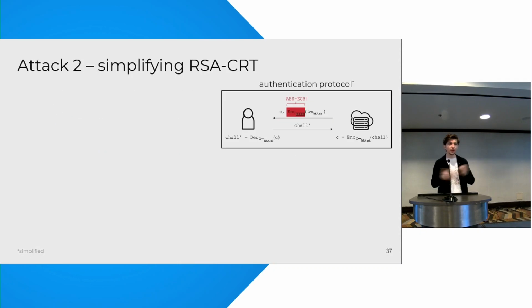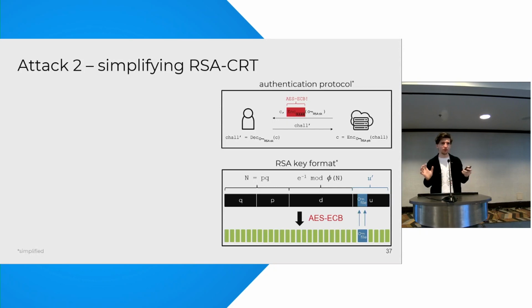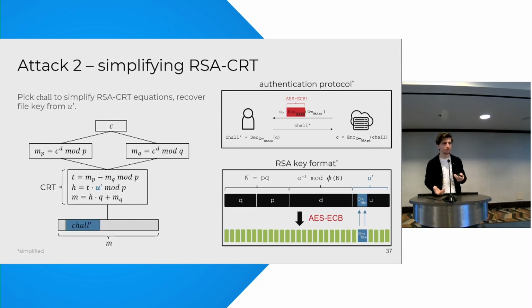So in more detail, we are again going to target the authentication protocol, but this time the adversary is going to insert file key ciphertext blocks into the RSA-CRT key ciphertext. And the goal of the adversary is now to recover this modified value U prime and read out the decrypted file keys from there. And we're going to do this under the assumption that the adversary already knows the rest of the RSA-CRT key from running our first attack. But recall that changing this U value just randomizes the plaintext that the client recovers.